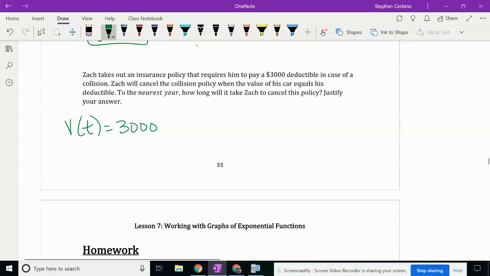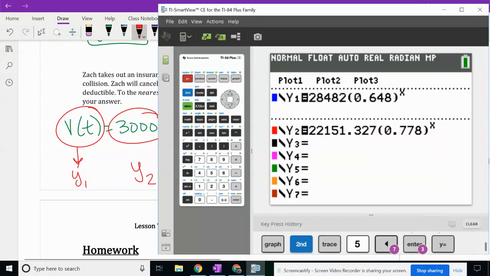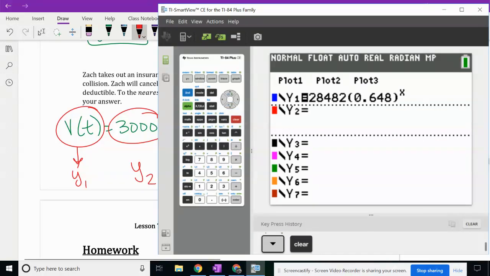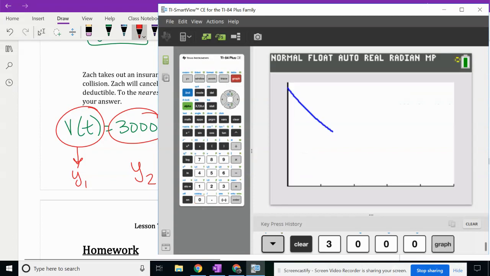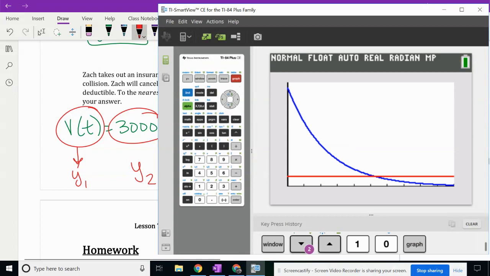So to do that, I'm going to plug in v of t, which we already have in our calculator as y1 or y2. And I'm going to put 3,000 as the other function. So when I go into my calculator here, the value equation is the first one I have typed in. So I'm going to clear the loan equation and just make it 3,000. Now, if I hit graph, I don't see an intersection yet. So that means I have to change my window to have more x values. Maybe go out to 10 years, right? The car value might take a while before it hits that 3,000 mark.